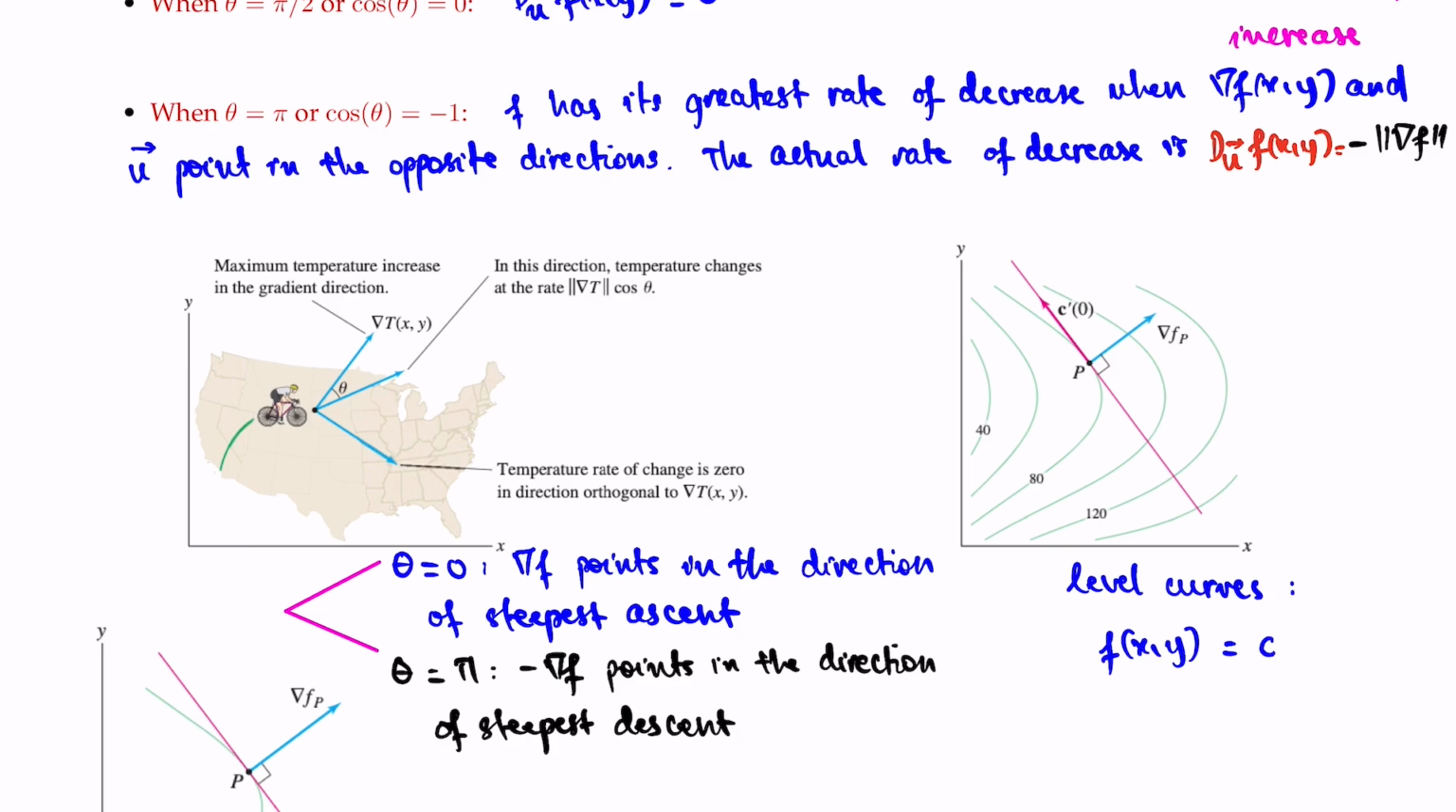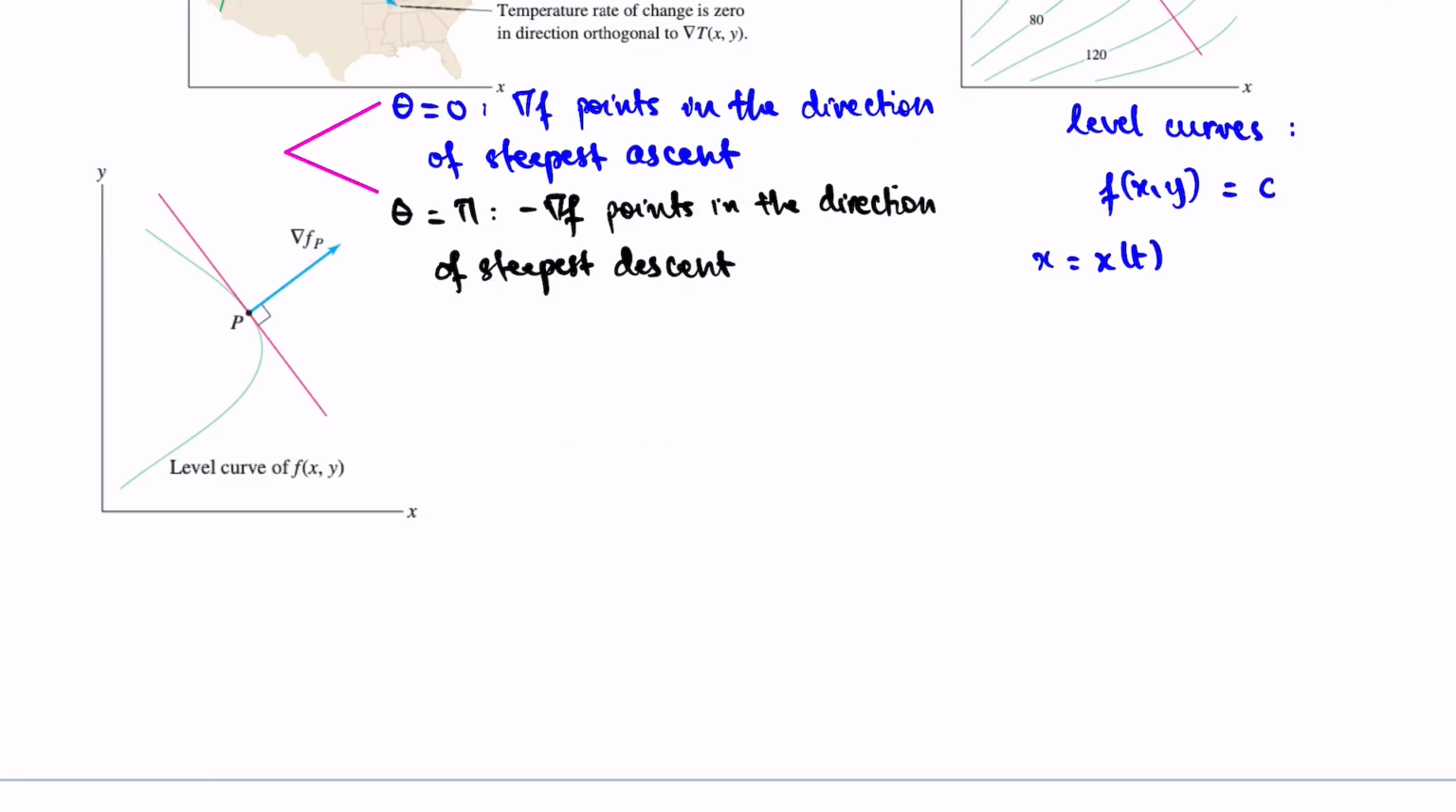For f of x, y a differentiable function, where x is a function of t and y is also a function of the parameter t, the equation of the level curves can be written as f of x of t, y of t equal to c. Now what we're going to do is show that the gradient vector is going to be perpendicular, or orthogonal, to the tangent vector of the level curve at the point of consideration. To show that, we're going to take the derivative on both sides of this equation with respect to t.